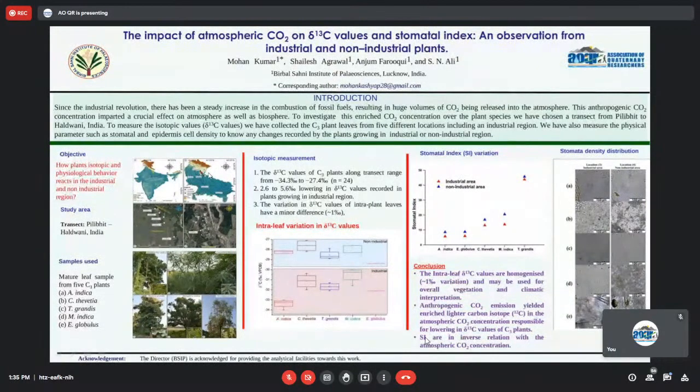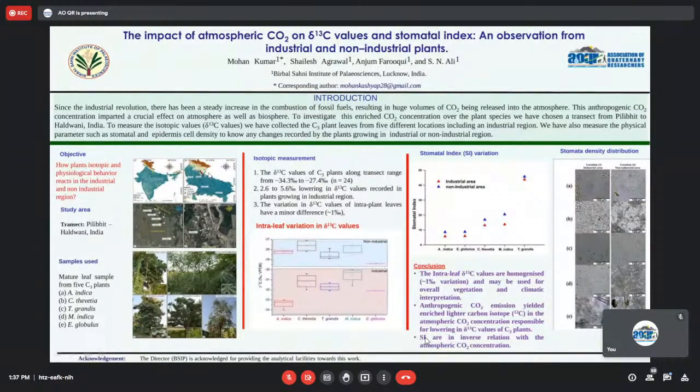To explain this geochemical observation, we also measured some physical parameters, that is the stomatal index and epidermal cell density. We also interestingly found that the stomatal index value is also much lower in the industrial area, because in the industrial area the fossil fuel burning contributes lighter carbon isotope to the atmosphere. So this concentration affects the delta C13 values in plant species, and with the availability of a large amount of carbon dioxide in the atmosphere, the local plant community needs to adapt its physical conditions and reduce the number of stomata per unit area. So the stomatal index value is lower in the industrial area, and this is our final conclusion.